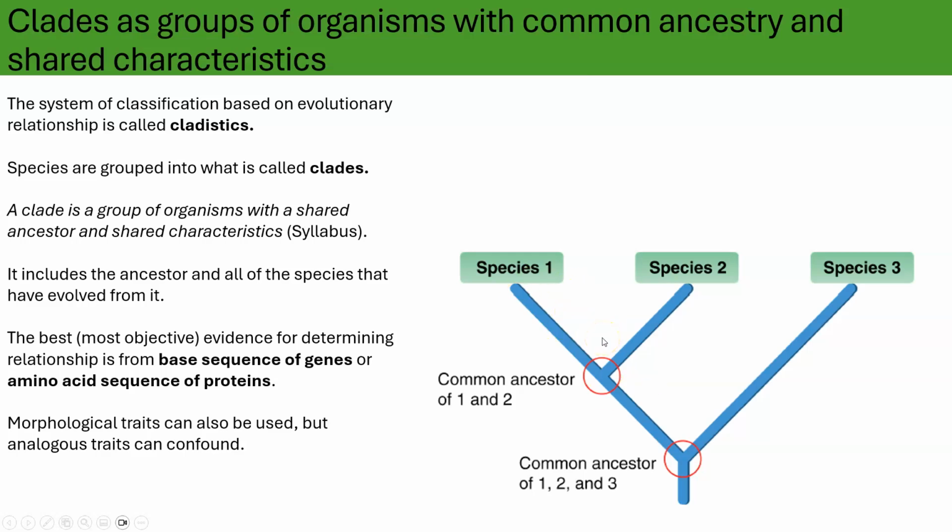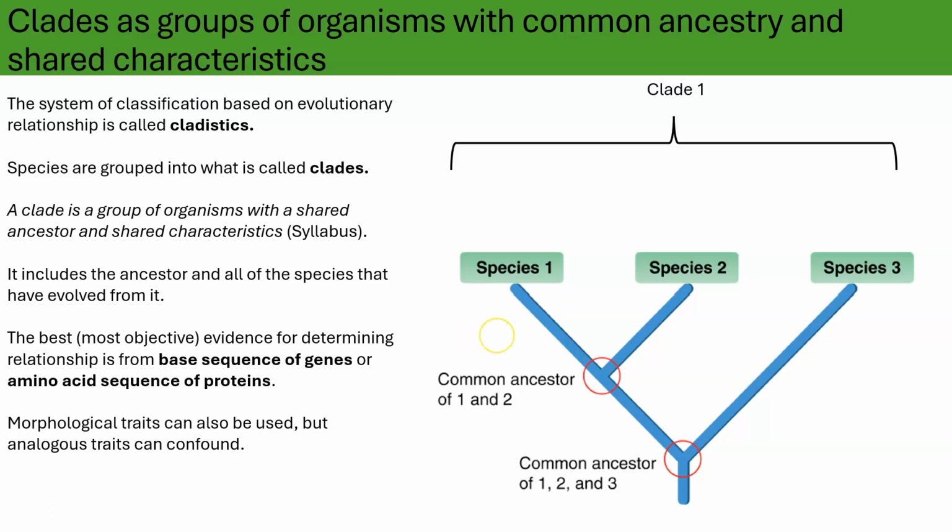Now, how do we determine which species belong to the same clade? Objectively, the best evidence for doing this is using base sequence of genes or amino acid sequence of proteins. But you can also use morphological traits, but then we should know that you can have analogous traits, so traits that look superficially similar between organisms because they've gone through convergent evolution, and then you can get this problem of using wings or something like that, because then you group different organisms that have no shared evolutionary history.